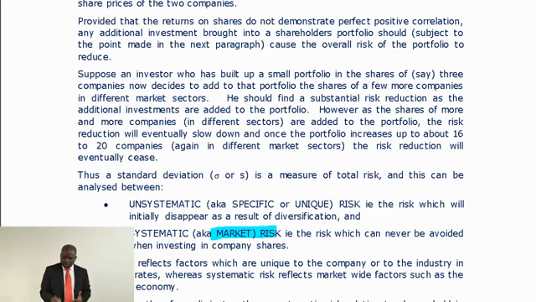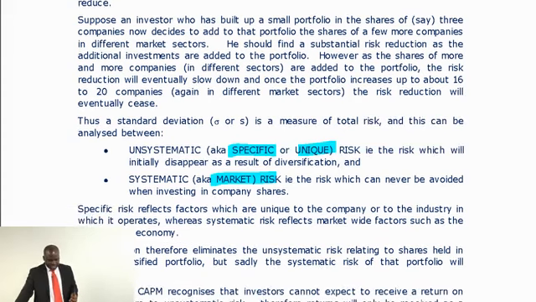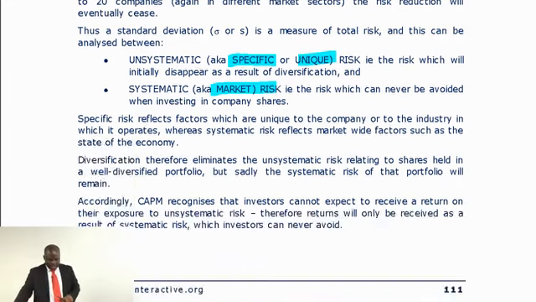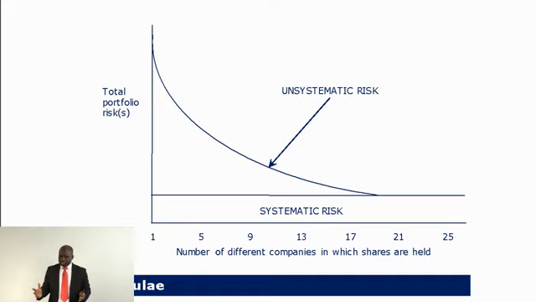Unsystematic risk is also called specific risk because it relates to, or is unique to, that particular company. Systematic risk relates to the market, the industry in which the investment is. And as we say, systematic risk cannot be reduced, but unsystematic risk can be reduced using a portfolio of investment. And this is the clue. So the diagram to explain that is this.